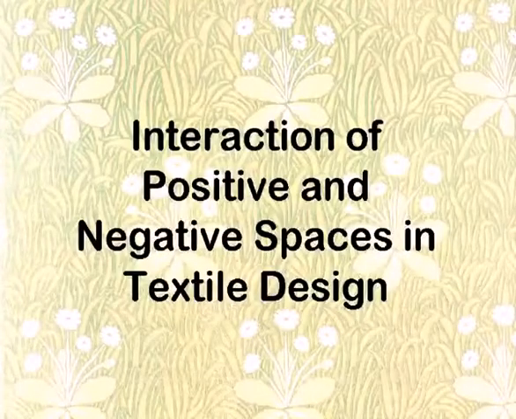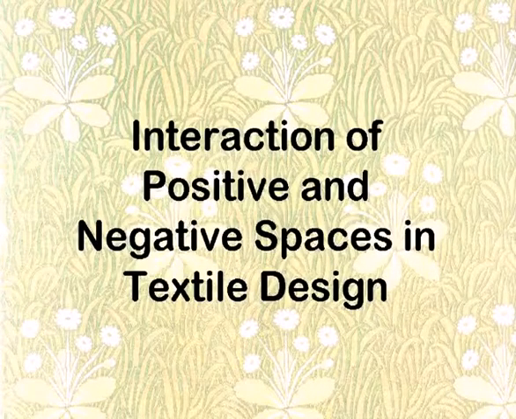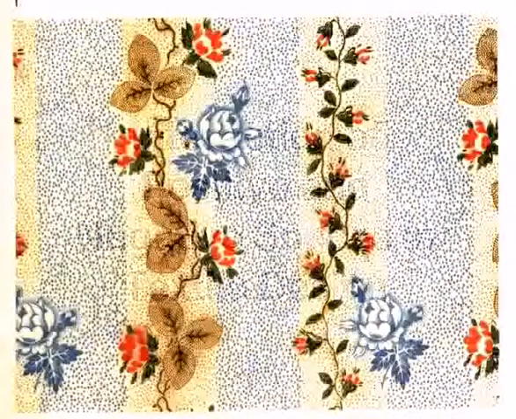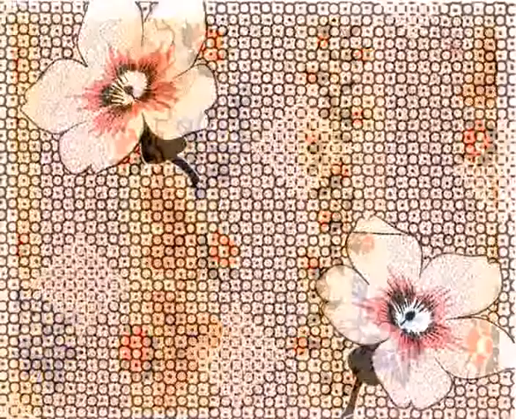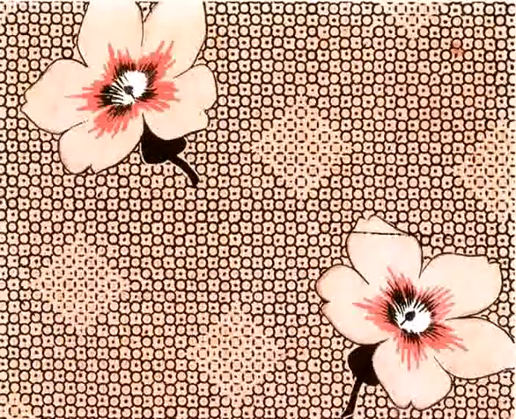Creation of positive and negative spaces in textile designing. In textile designs, foreground and background interact with each other at different levels and in different ways. Let us look at some examples of work in textile designs and paintings.